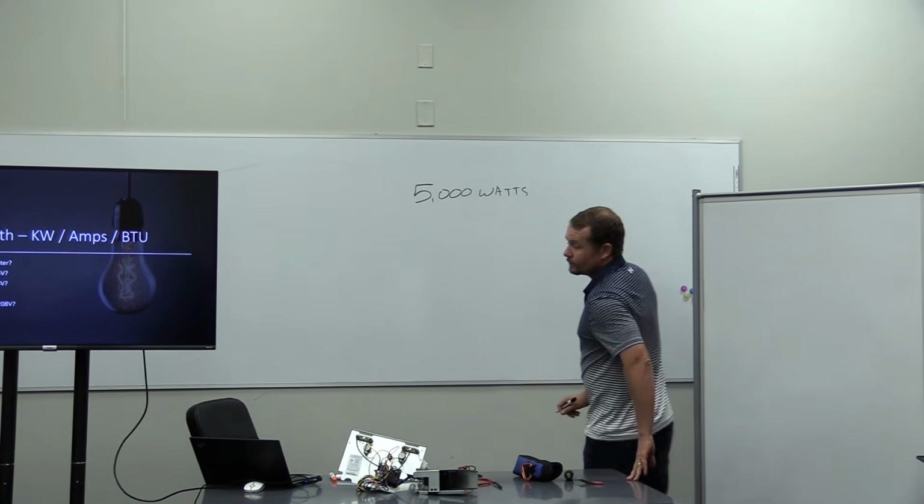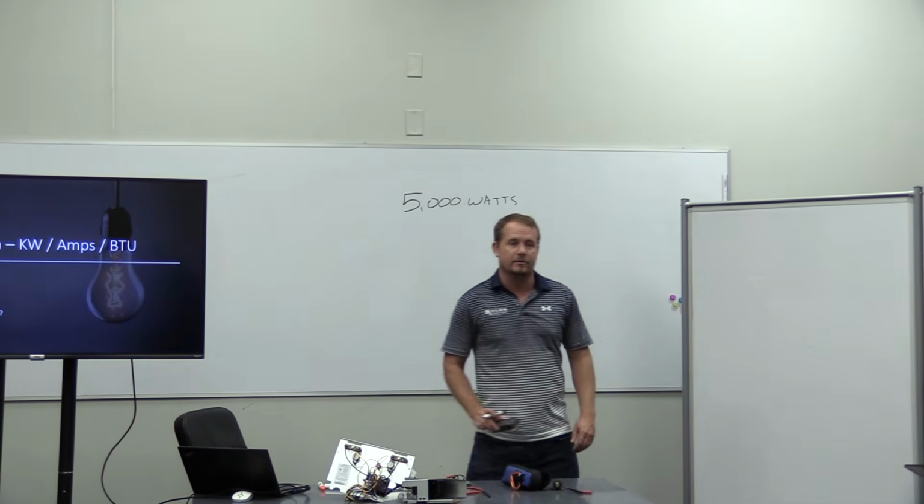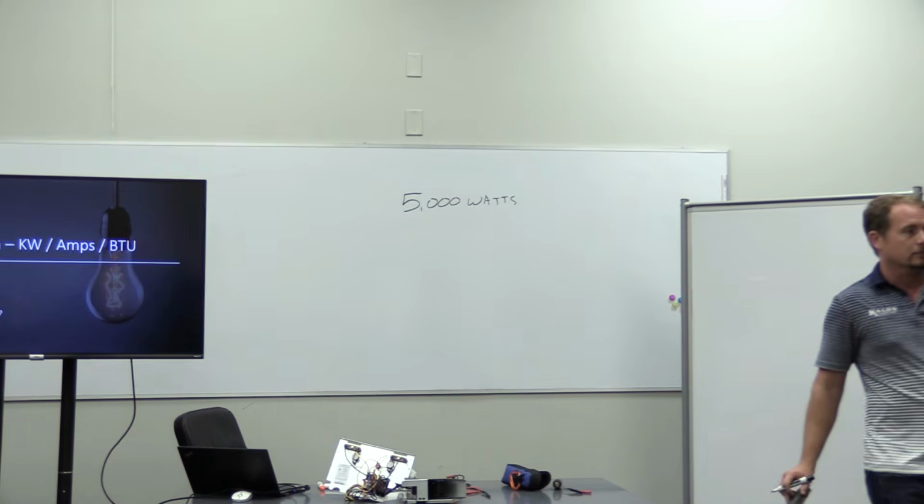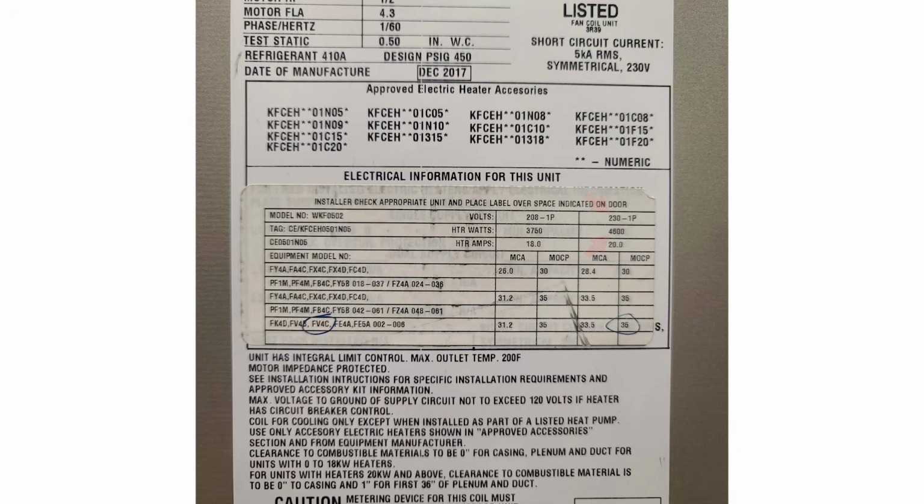208, isn't it? That's 208, right? It has both. So it's got 230. He's just looking at the tag. Yeah, I'm literally just looking at the tag. So it says right here, 4,600 at 230, 3,750 at 208.